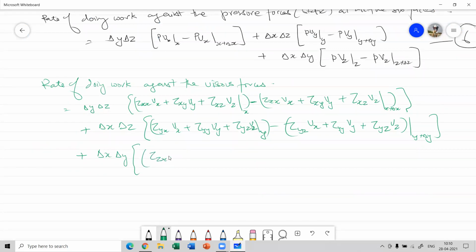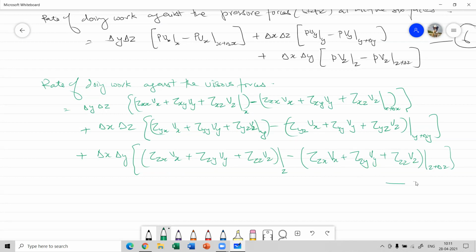So tau zx into vx, tau zy into vy plus tau zz into vz at z direction and minus tau zx into vx, tau zy into vy plus tau zz into vz at z plus delta z. So this is your equation number 7. That is the work done against the viscous forces.